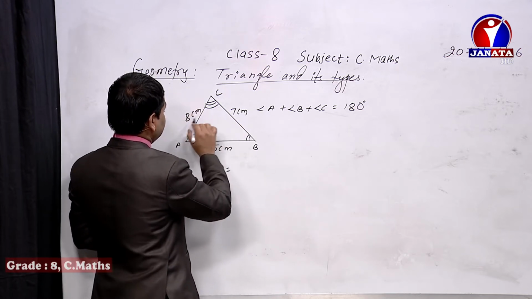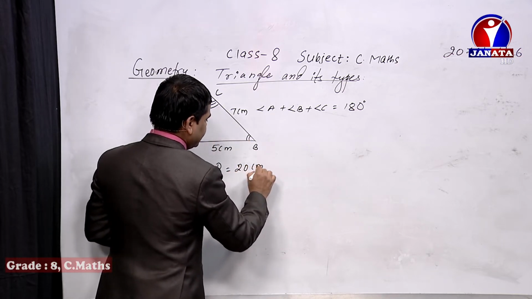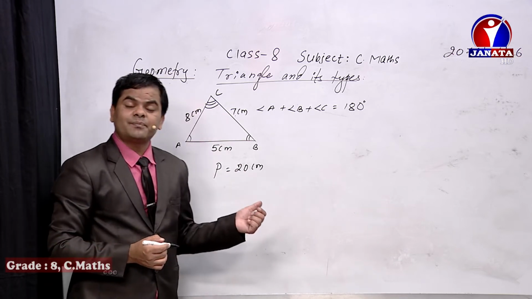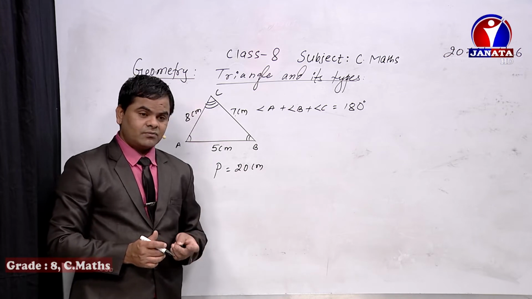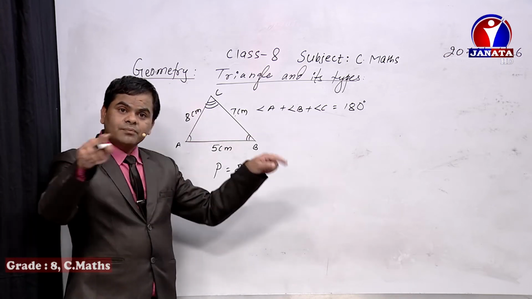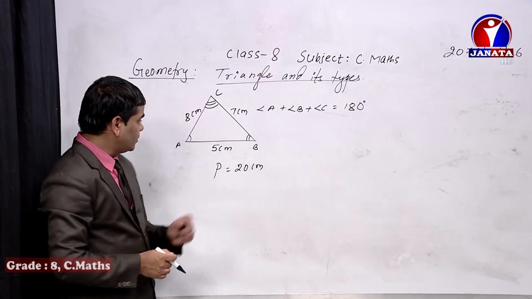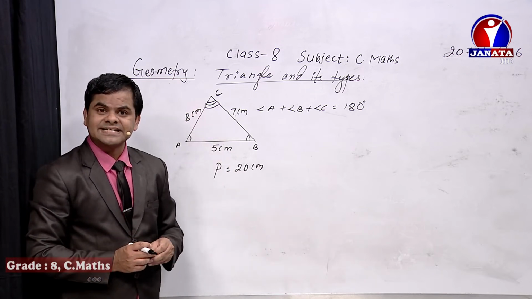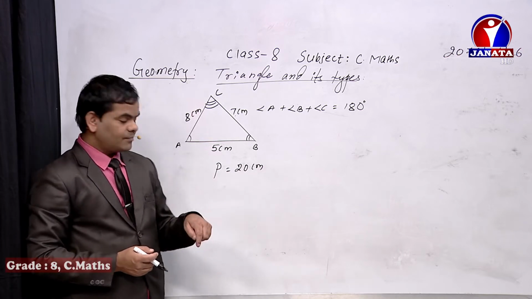What is the measurement if you add all together? 8 plus 7 is 15, 15 plus 5 is 20 centimeters, isn't it? So it's the perimeter of this triangle. What did you understand about the perimeter? The summation of the outer cover of a figure is known as the perimeter. As there are three sides, when we add all those three sides together, whatever we get is known as the perimeter.